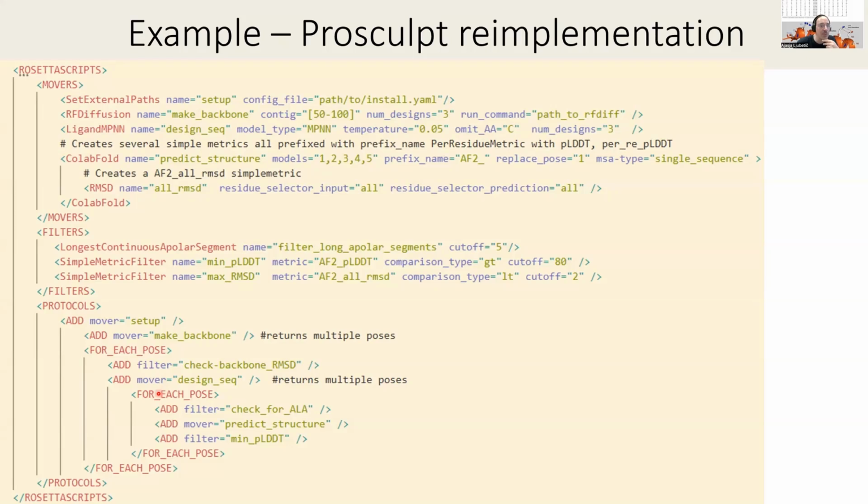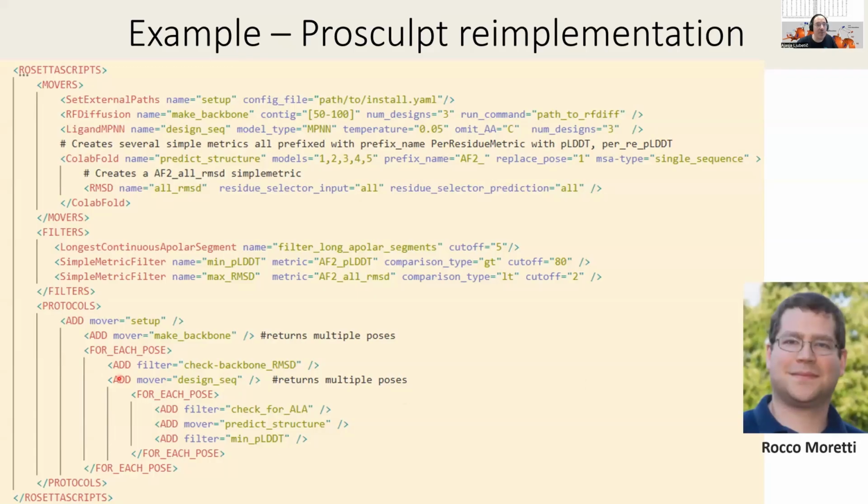And then for each of those poses, you would run the filters, and then at the end, our RosettaScript returns a table of all the PDBs and all the metrics, the SimpleMetrics and movers that you implement here. And actually, a prototype of this for-each-pose has already been written by Rocco. I have to review it, but I hope it's going to be merged soon.